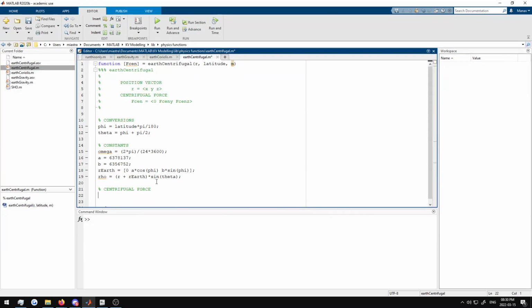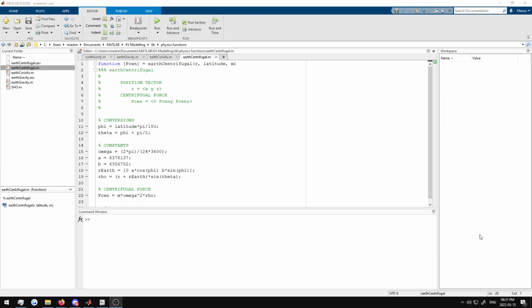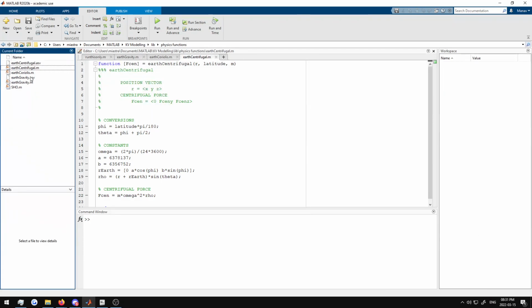So finally, we have to calculate the centrifugal force. So force centrifugal is equal to m times omega squared times rho, right? And rho is just the magnitude of rho times rho hat. This goes right here. The odds of me making a mistake in here are pretty high, so if you catch any mistakes, do put them in the comments so I can fix this. I am doing this in a bit of a rush.